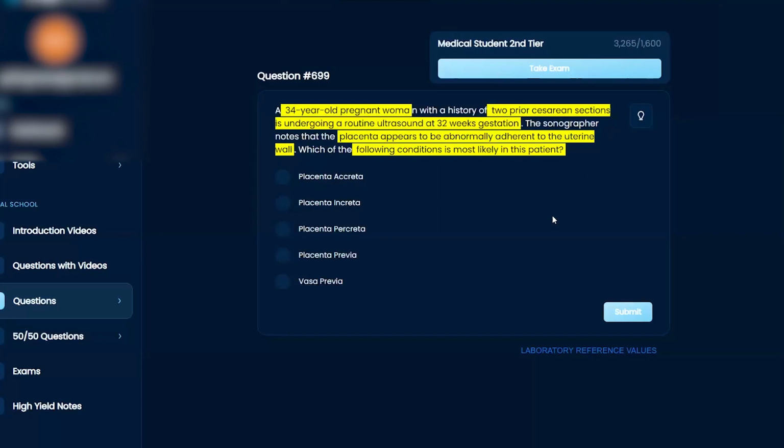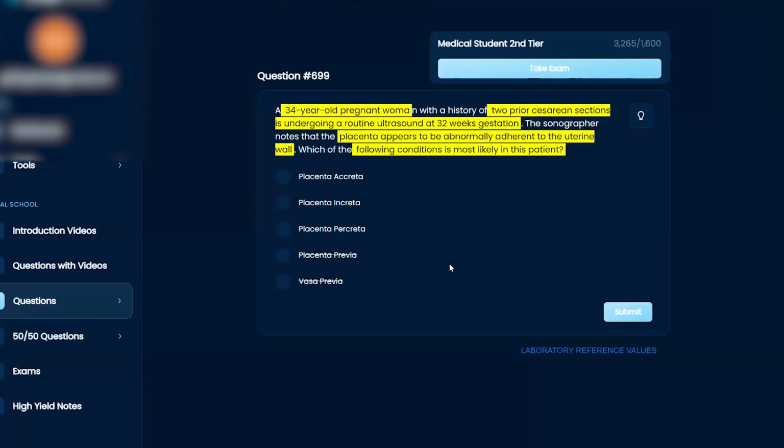Okay, so we have a 34-year-old woman who's had two prior C-sections, so that's already a risk factor for one of them. I know that to be the fact. Also, it's to the uterine wall, so I don't have a great way to remember percreta, increta, and accreta, but I know it's not previa or vasa previa. Those have to do with blood vessels.